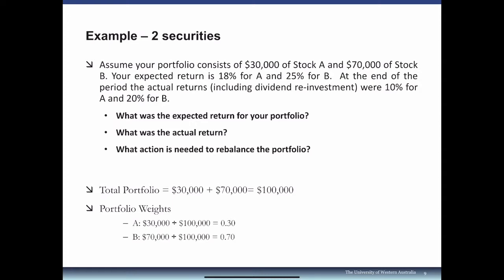So what was the expected return for your portfolio? What was the actual return for your portfolio? And what action is needed to rebalance the portfolio? Let's go through each point, and we'll talk about what you mean by rebalancing. Given your original investment in A was $30,000 and in B $70,000, your total portfolio was $100,000. The portfolio weight for A was 30,000 divided by 100,000, which is 30%. For B it would be 70,000 divided by 100,000, 70%.